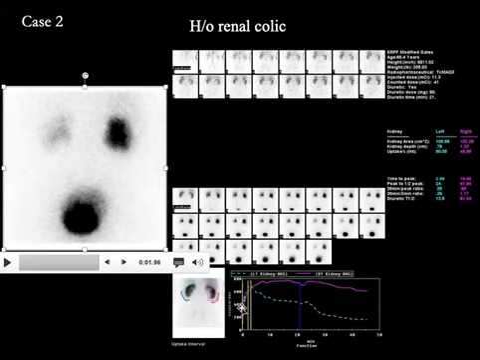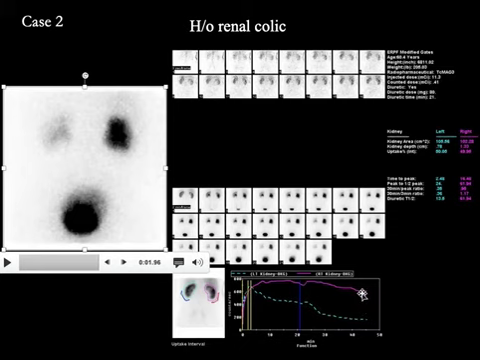Here, the time activity curve stays up for the right kidney, and you can see a vertical line here, the blue line. At 20 minutes, the protocol involves injecting Lasix. So the Lasix was already injected somewhere here at the time of 20 minutes, and in response to Lasix, the curve does not come down.